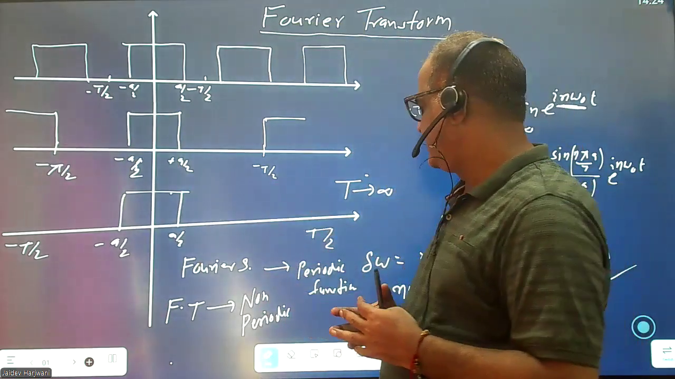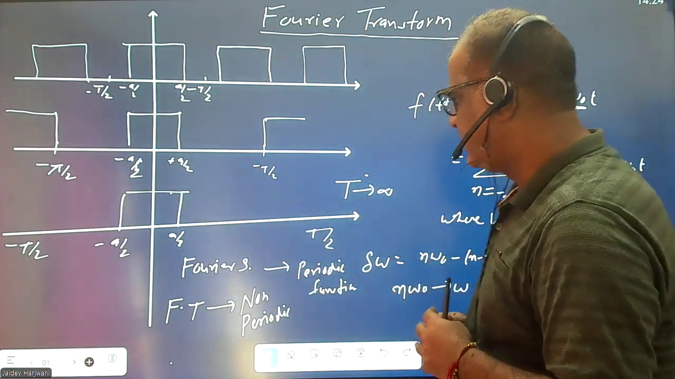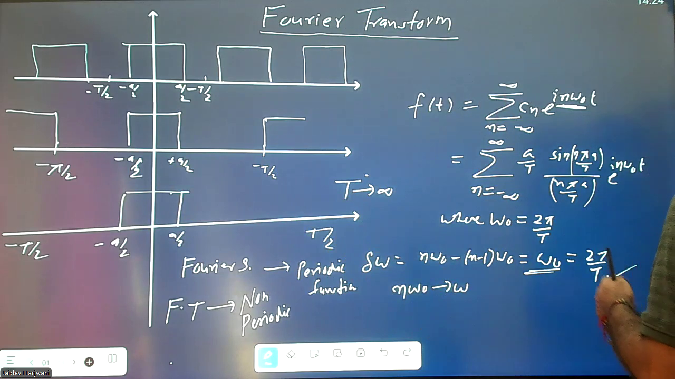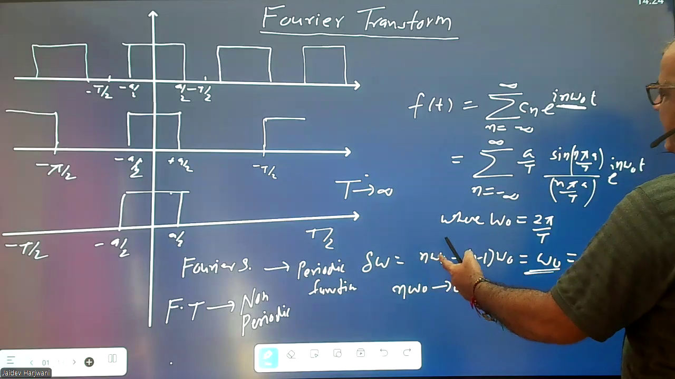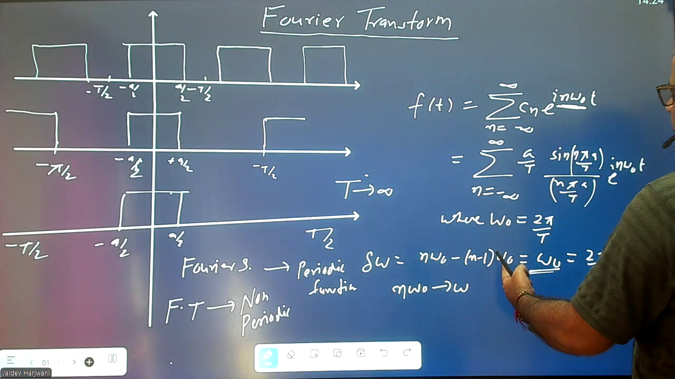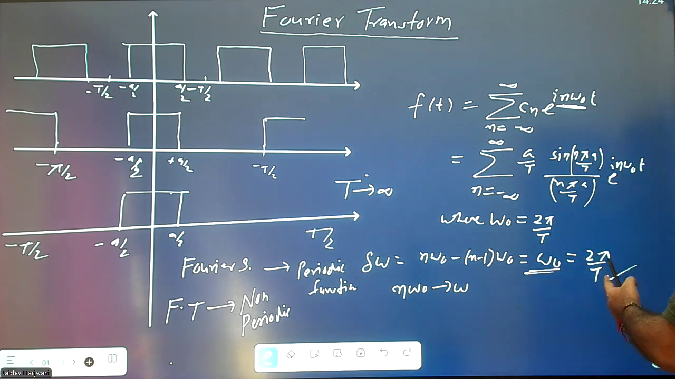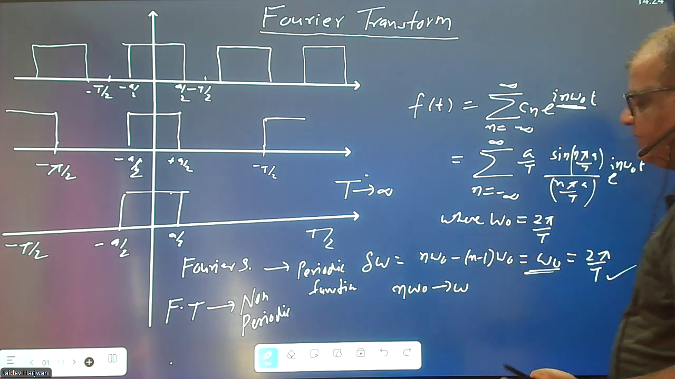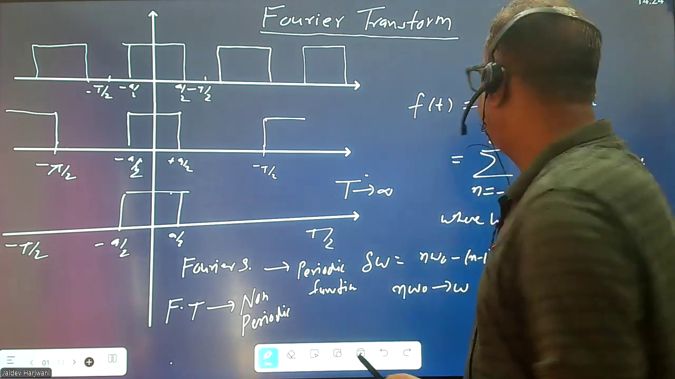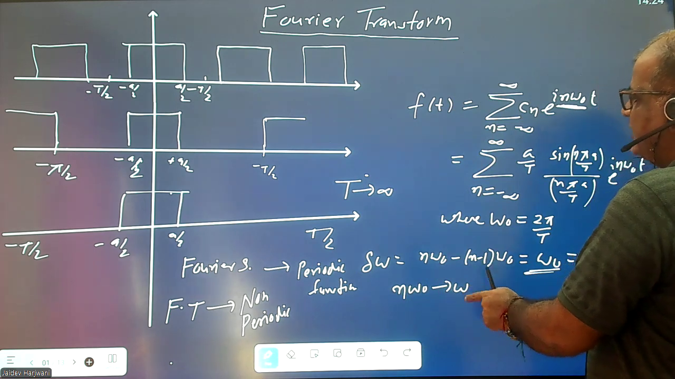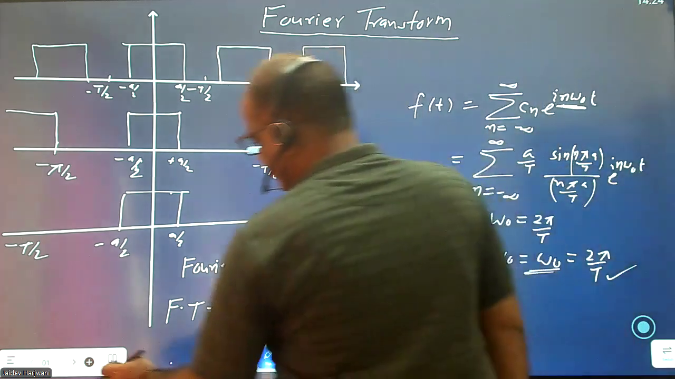Now if I want to write a Fourier series for this function, when T goes to infinity, what will happen? The difference between the frequencies n omega 0 and (n+1) omega 0 will be equal to omega 0. And because T goes to infinity, this difference will become continuous. So I can replace this n omega 0 by omega, a continuous variable, in the Fourier series. So let us see what happens.